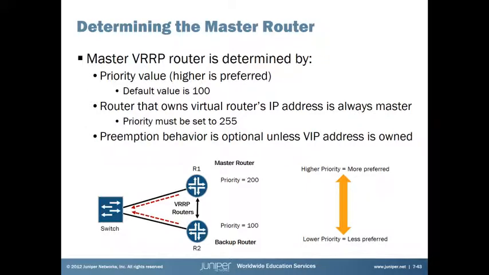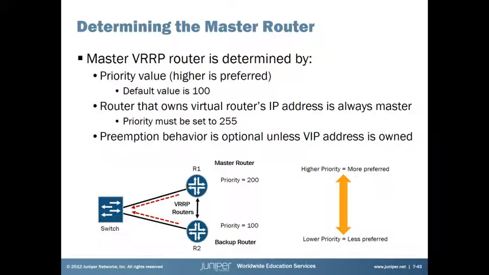The master VRRP router is determined by a priority value. Higher is preferred, and the default value is 100. If we want a particular router to always become the master, we set it to 255. And preemption behavior is optional.